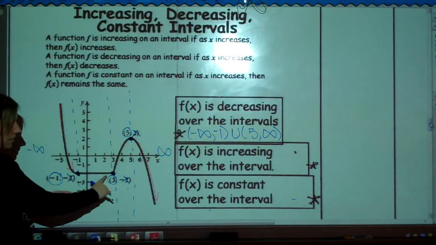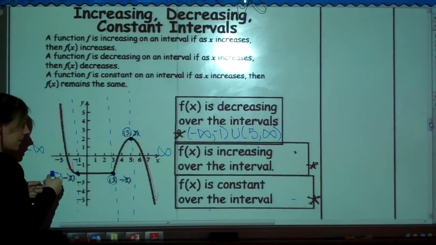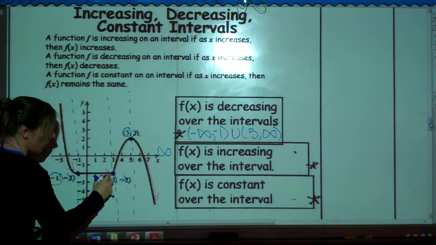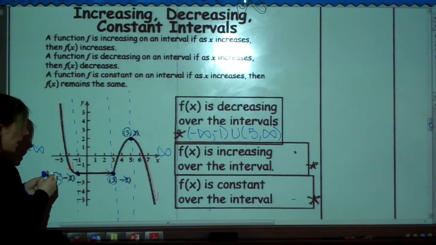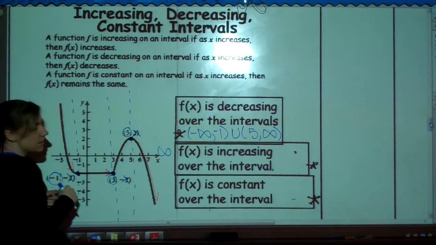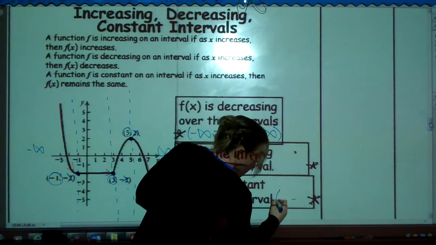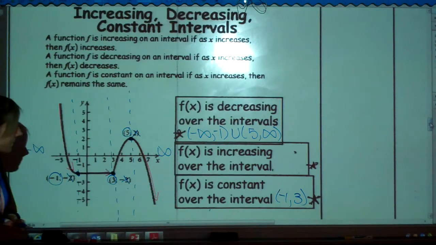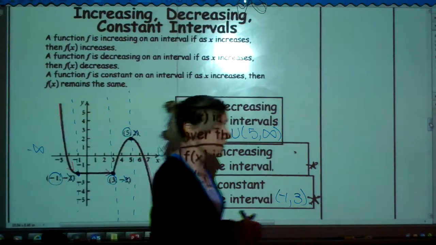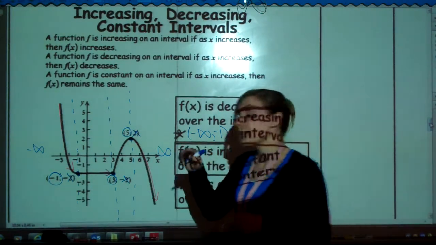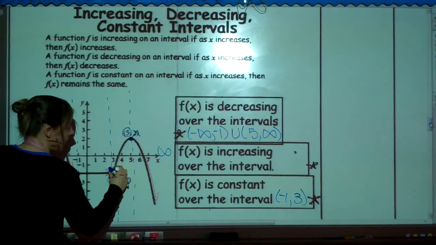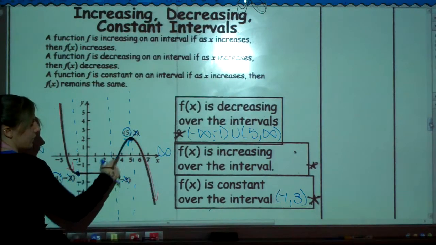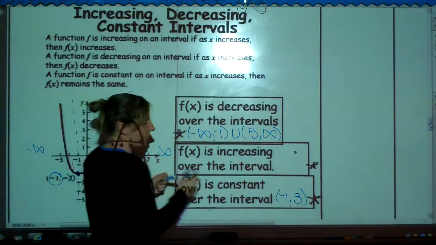This section is what we would call constant. It stays the same. It's not going up or going down. So it is constant from -1 to +3. And then this last section is increasing because it's going up. It's rising from here to there. So from 3 to 5 is where it's going up.